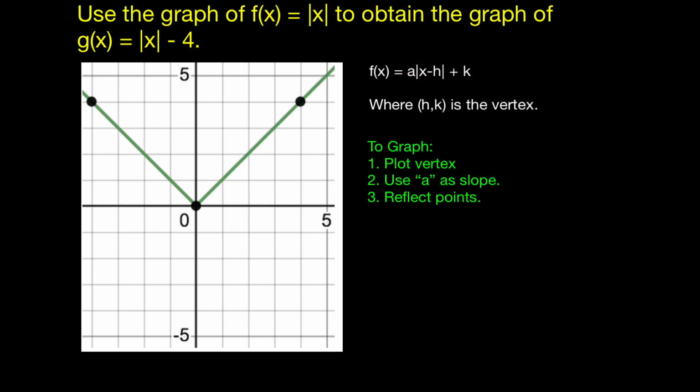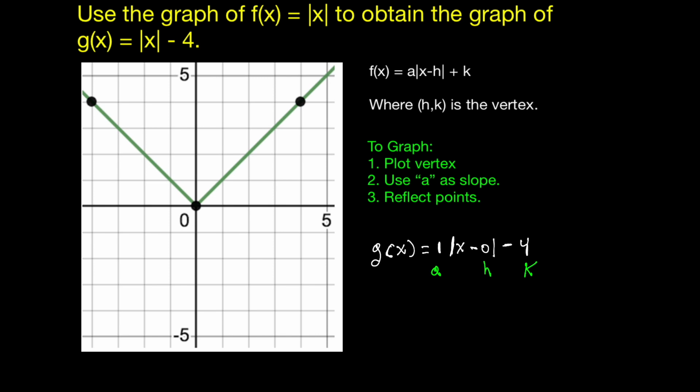So to follow this skeleton, I'm going to rewrite this just a little bit to make it look more familiar. I'm going to have g of x equal to 1, since I don't have a clear leading coefficient, absolute value of x, and I'm going to subtract 0, and I'm going to subtract 4. Now we can see that my a value is 1, my h value is 0, and my k value is negative 4. My vertex is at h and k, which is going to be 0, comma, negative 4.